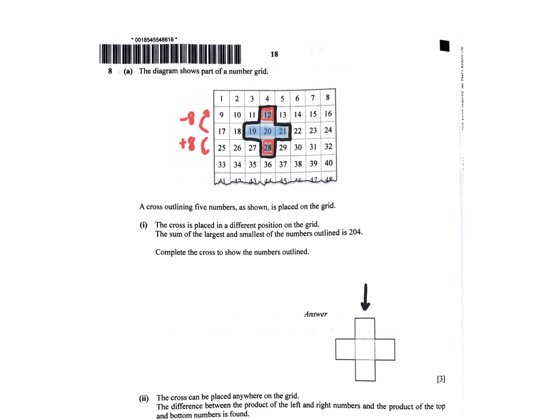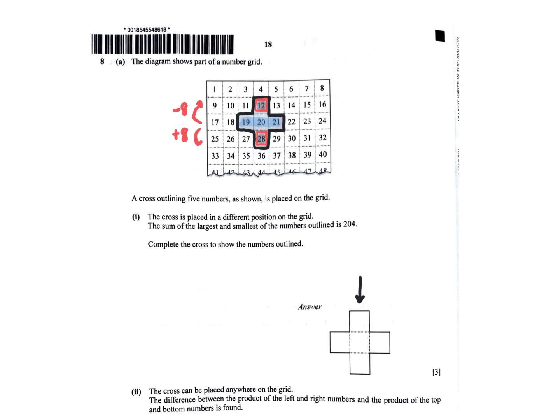Question 8. They say the sum of the largest and the smallest one must be 204. Which means this number plus this number must give me 204. Can you tell me how to find that number? Between 28 and 12, what is the difference between the numbers?